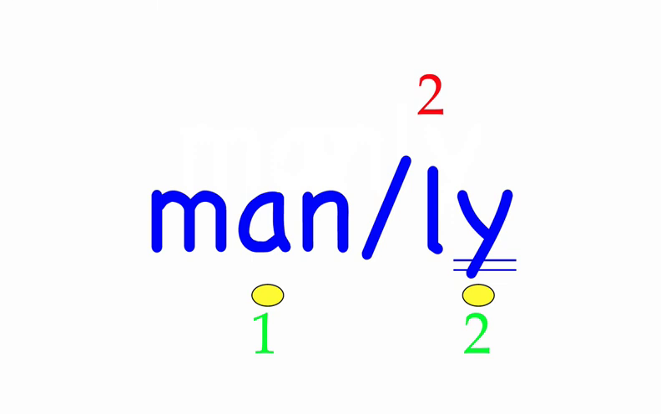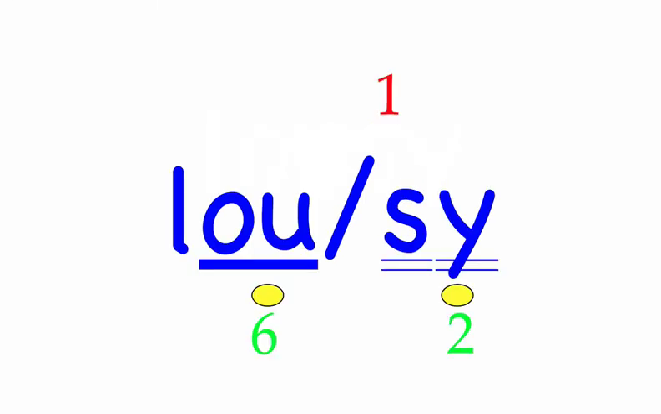Lousy. I feel lousy today. Lousy. Lou. Two sounds. L, OW. Zy. Two sounds. Z, E. Lousy. Mark the word. Pray. Let us pray. Three sounds. P, R, A. Pray. Mark the word.